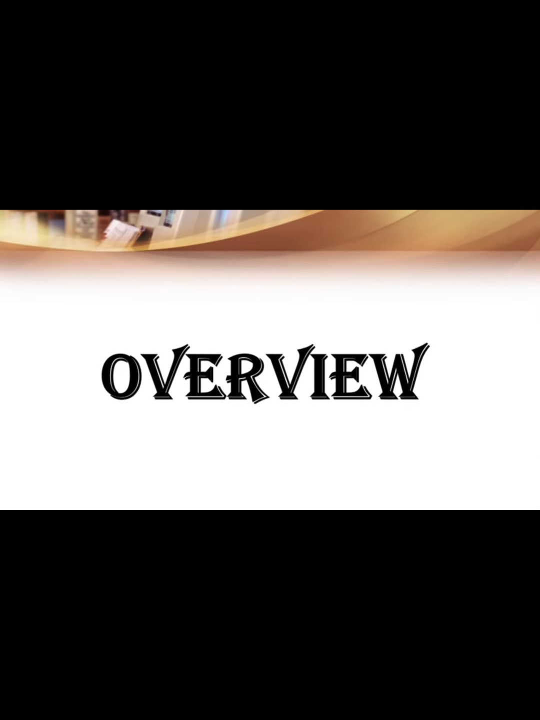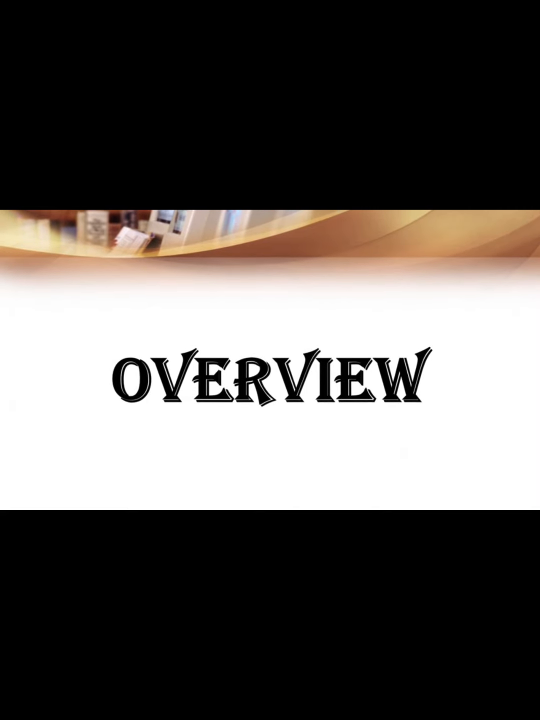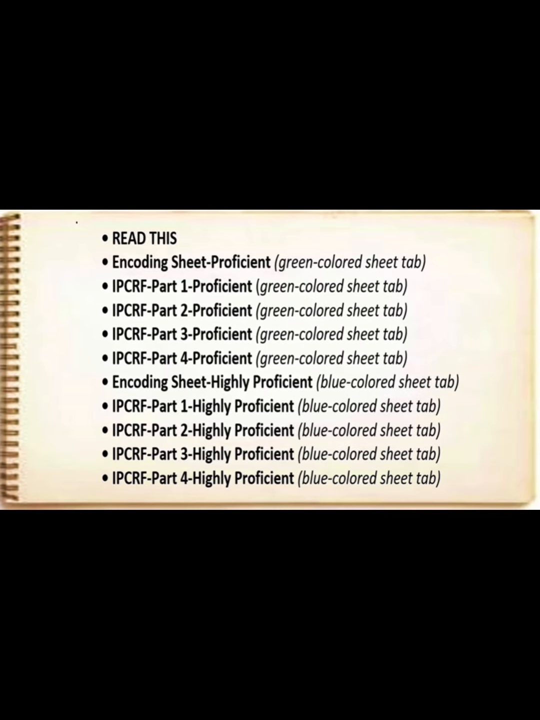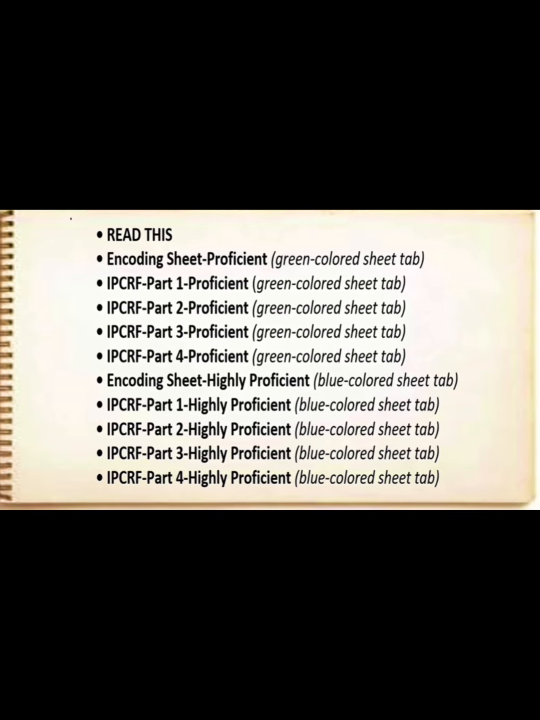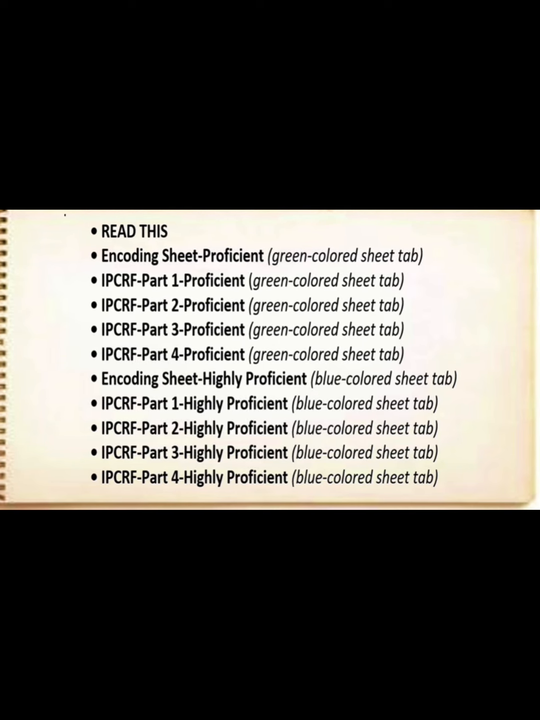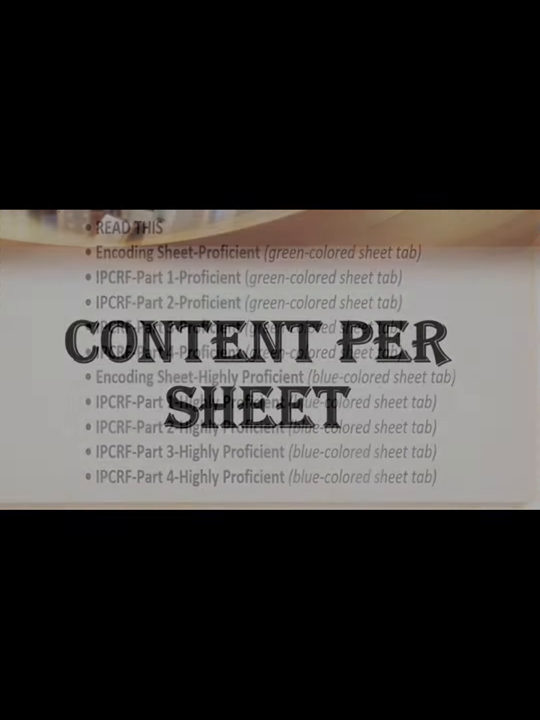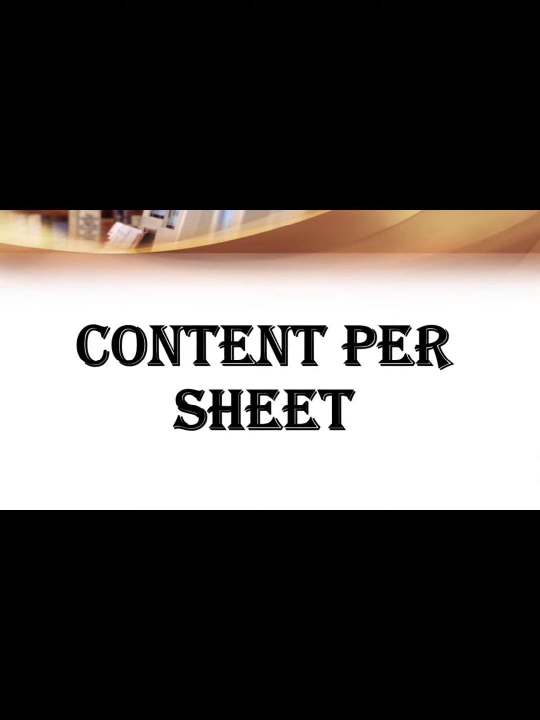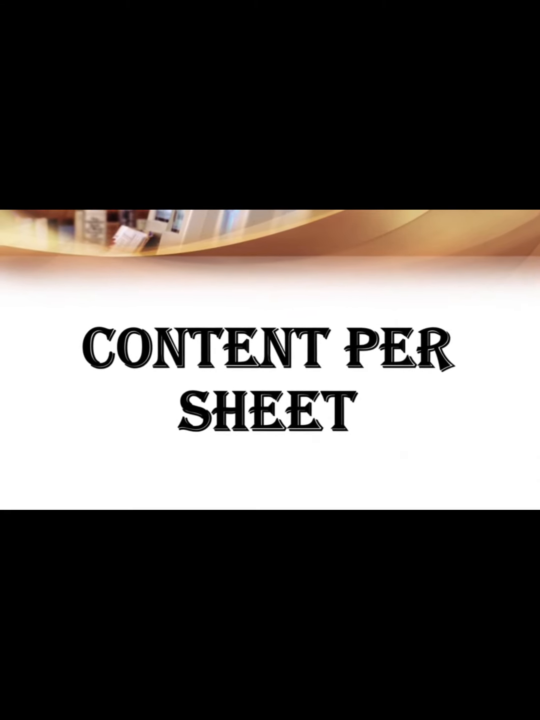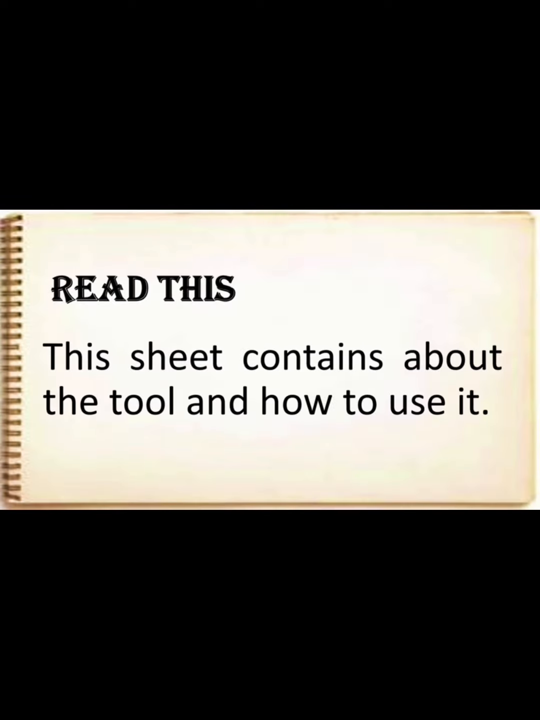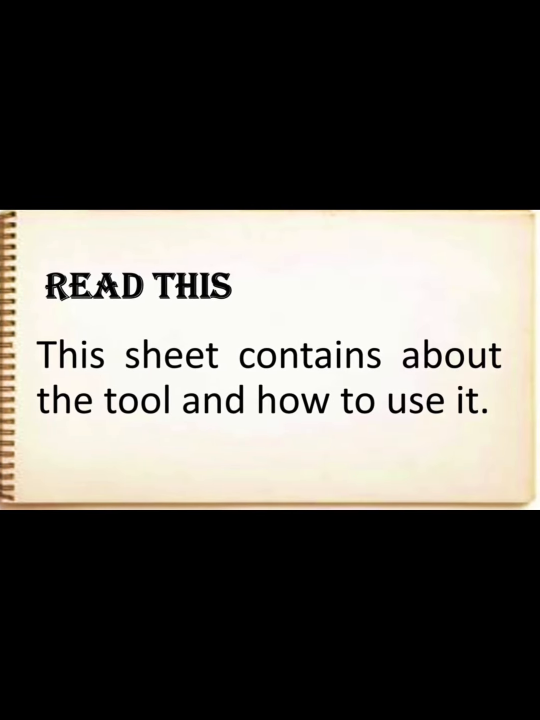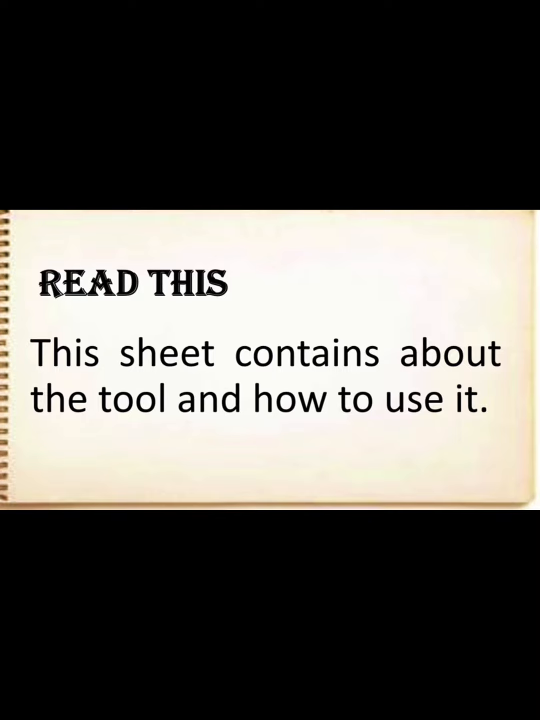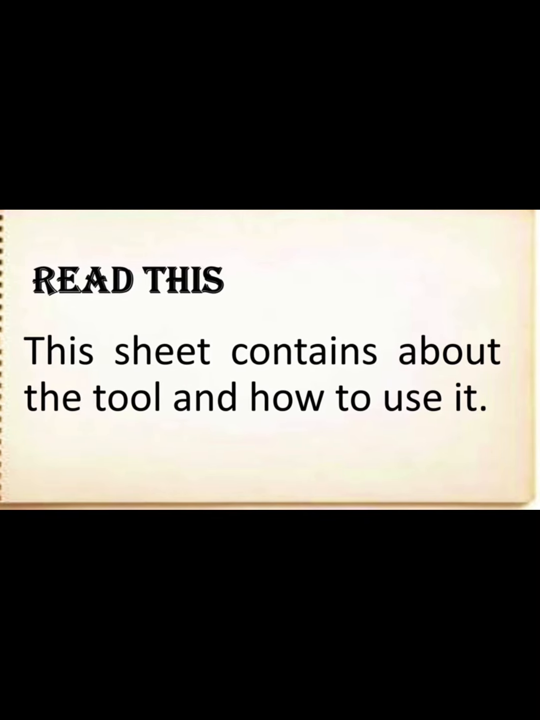Moving on to its overview, it is composed of 11 sheets, such as Read This, Encoding Sheet, IPCRF Part 1, 2, 3, and 4 for highly proficient and proficient teachers. As regards to content per sheet, let us discuss this one by one. The first sheet is Read This, which contains the tool of course and how to use it.